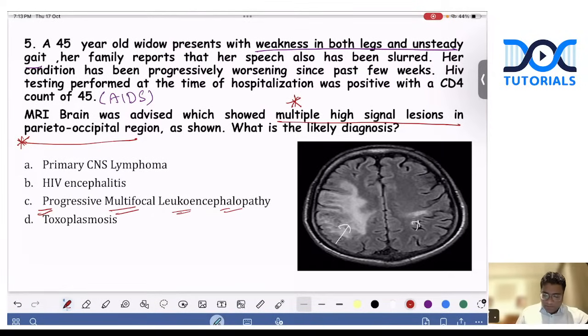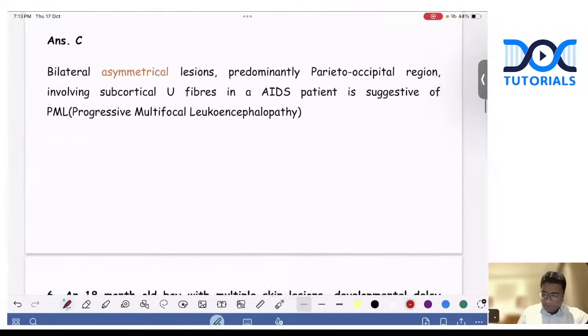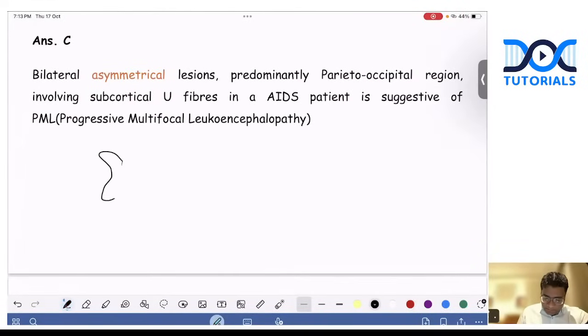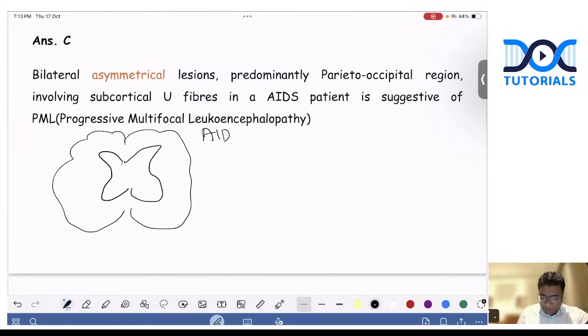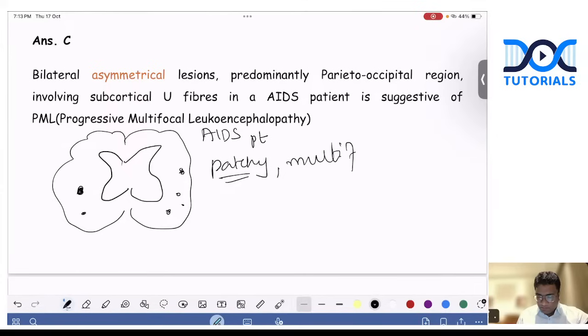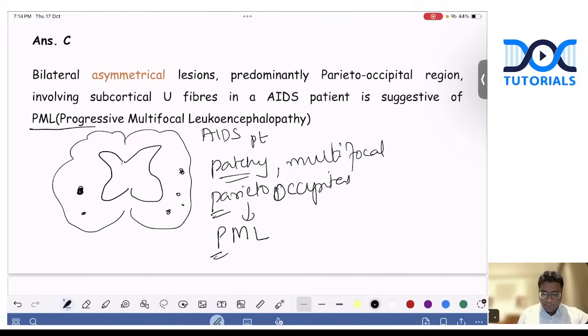Now, progressive multifocal leukoencephalopathy, let me explain this. Imagine these are the ventricles. This is the brain, and you are dealing with an AIDS patient. You are seeing bilateral, multifocal, patchy infiltrates, especially involving the parietal and occipital areas, predominantly in the parieto-occipital area. This is all PML, progressive multifocal leukoencephalopathy.